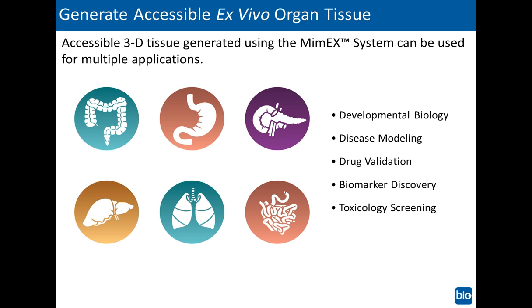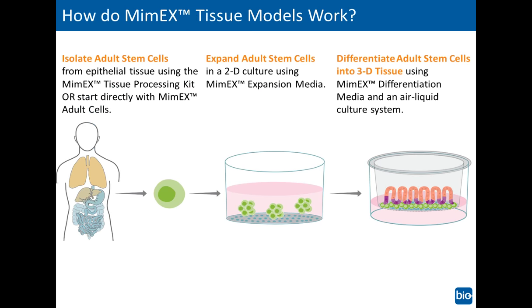So this technology is applicable to many types of organs, epithelial-derived organs, including the GI system, which is what we've been focusing on, and as well as liver, lung, and pancreas as well. So it's not only applicable to different tissue types, but for various different applications, including developmental biology, disease modeling, drug validation, biomarker discovery, and toxicology.